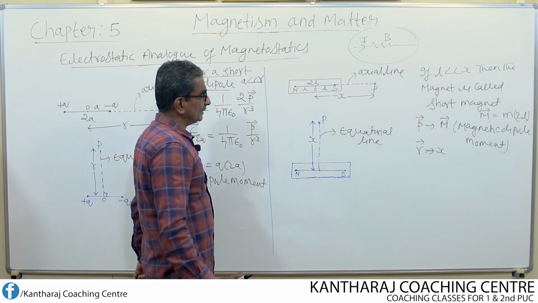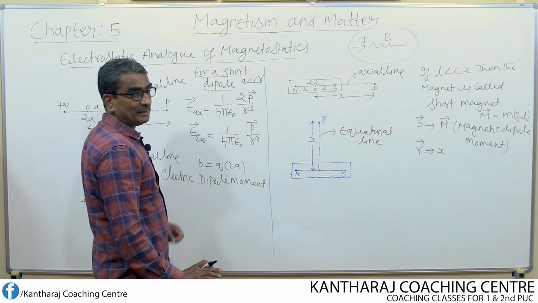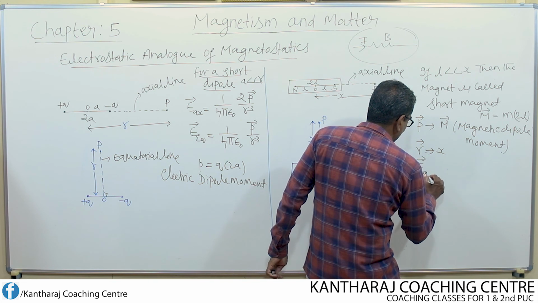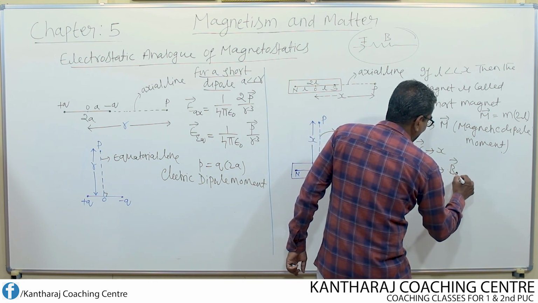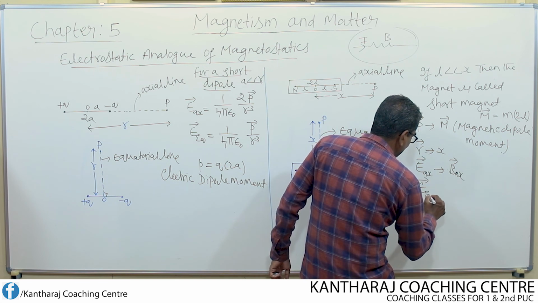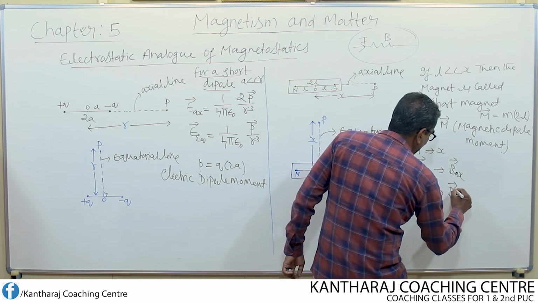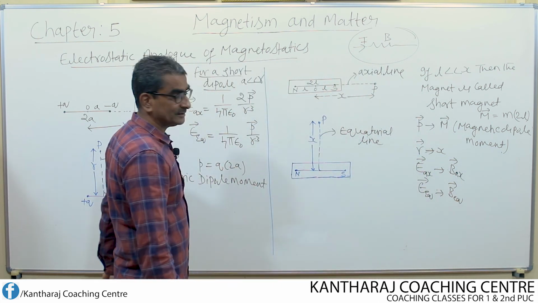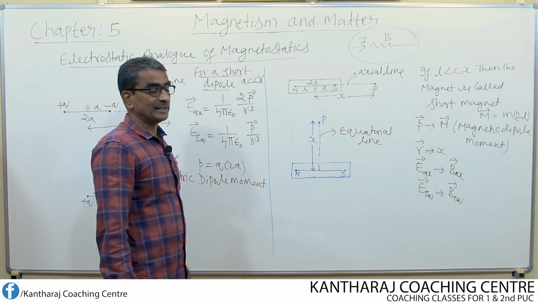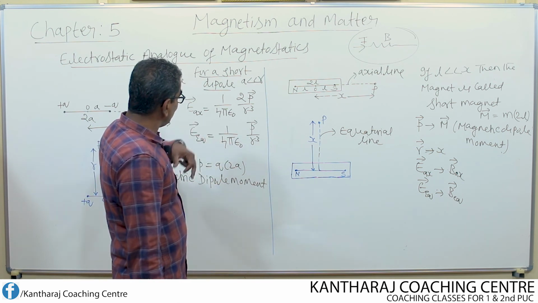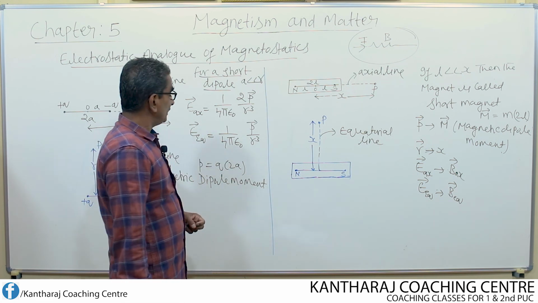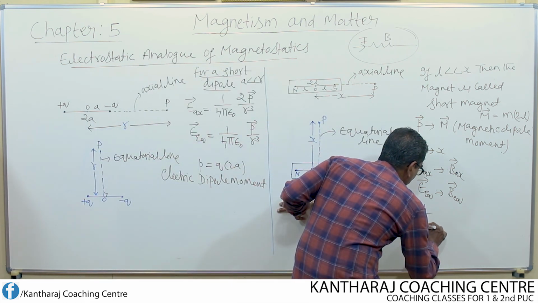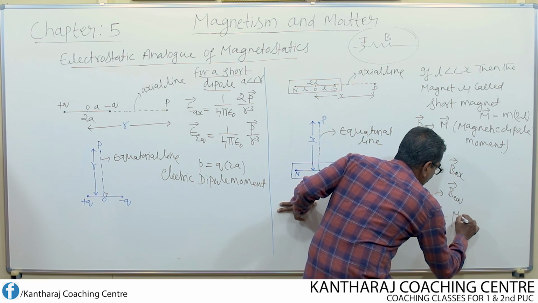Then what else can we replace? We can replace E axial by the magnetic field on the axial line, and E equatorial, that means the electric field on the equatorial line, by the magnetic field on the equatorial line. We have replaced almost everything, but we have to replace one constant, 1 over 4 pi epsilon naught. I replace this constant by mu naught over 4 pi.